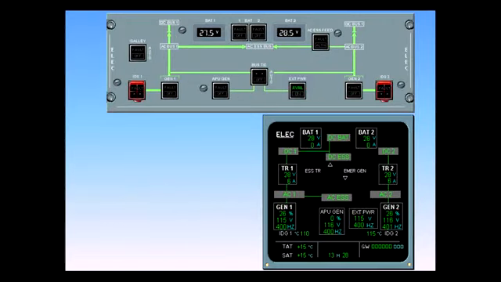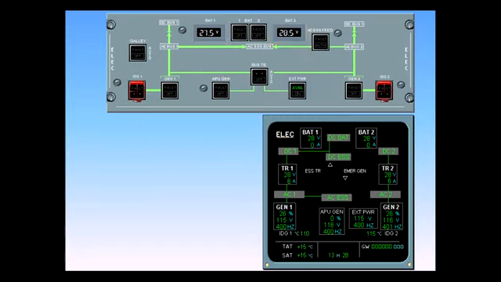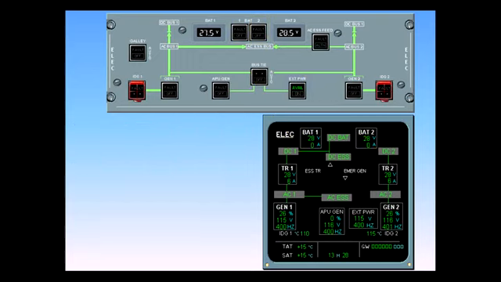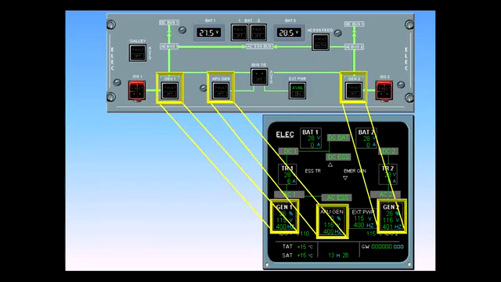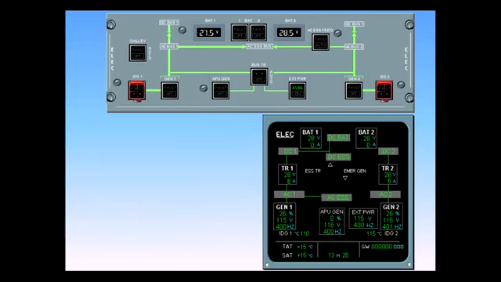The battery voltage can be monitored either on the overhead panel or the ECAM page. Each battery is controlled by a push-button switch. Both main generators and the APU generator are controlled by their associated push-button switch. The external power is also controlled by a push-button switch.